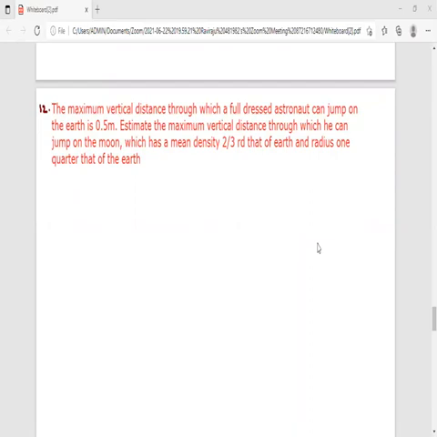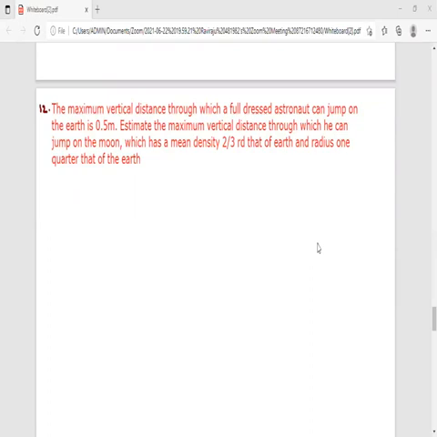The maximum vertical distance through which a fully dressed astronaut can jump on the Earth is 0.5 meters. On the Earth, one person can jump to a maximum height of 0.5 meters. Estimate the maximum vertical distance through which he can jump on the Moon, which has a mean density 2/3 that of the Earth and radius 1/4 that of the Earth.